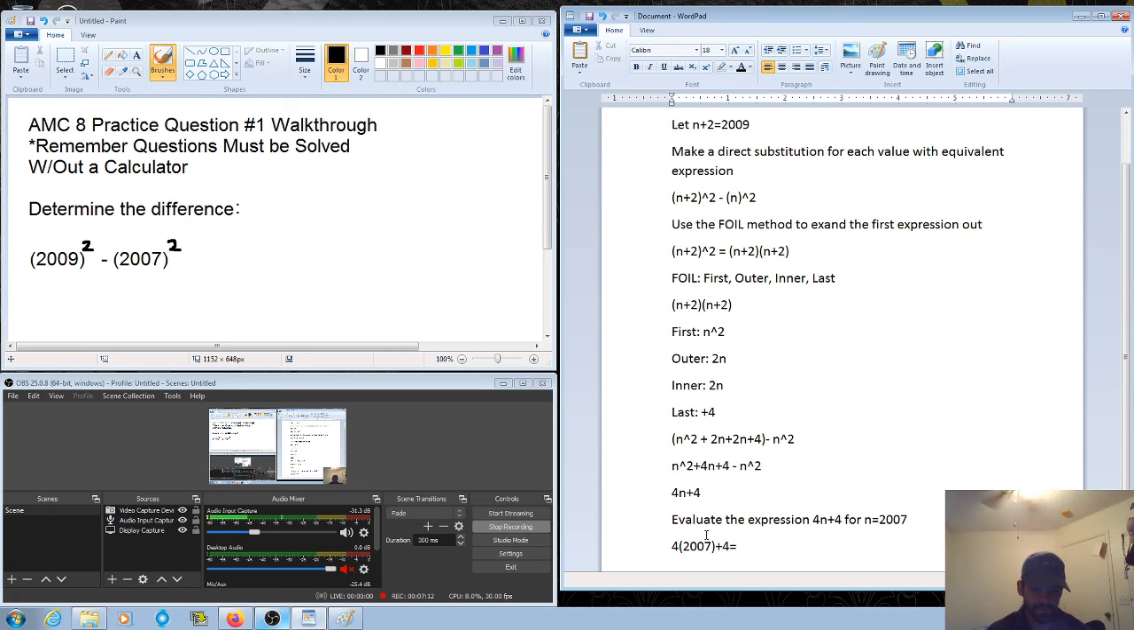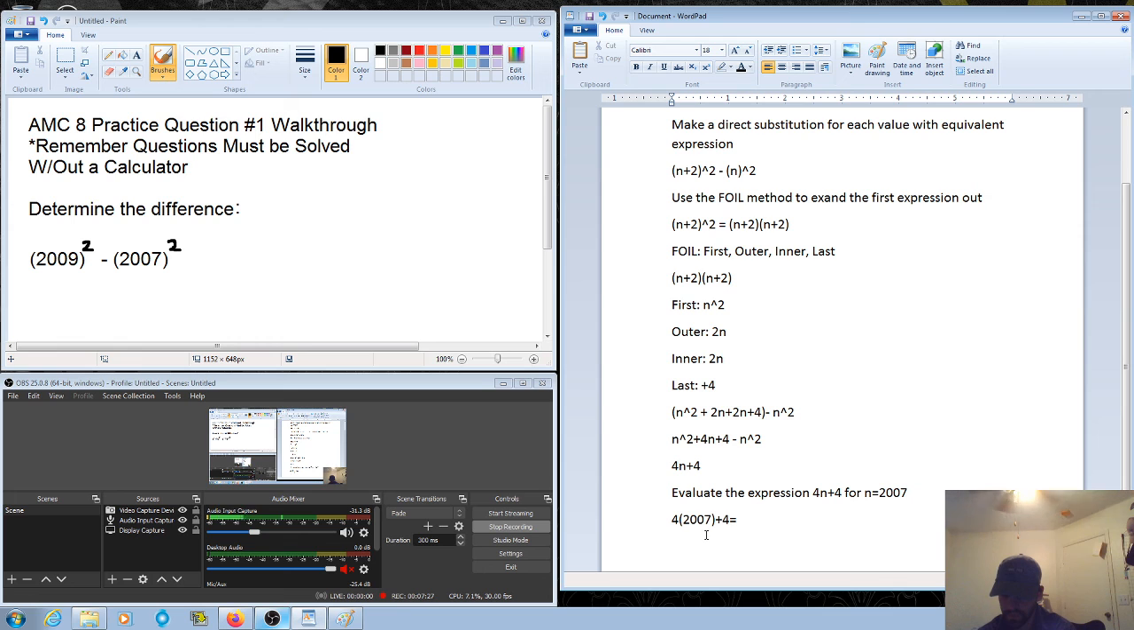Evaluating that, 4 times 2007 is 8,028. And 8,028 plus 4 is 8,032. So just to go through the steps here: 8,028 plus 4 is equal to 8,032. Now, again, if you were to take the time to square out 2009 and then square out 2007 and take the difference, you would indeed get 8,032.